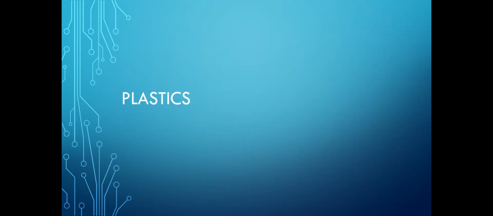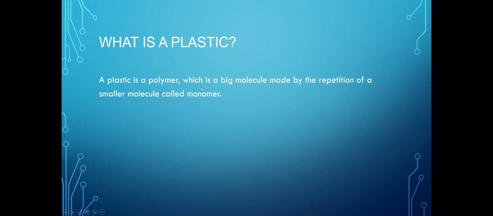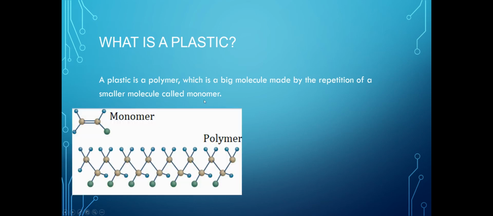In this video I'm going to explain the plastics and the basic plastics we are going to see. So first, what is a plastic? A plastic is a polymer, which is a big molecule made by the repetition of smaller molecules called monomers. As you see in this image, this will be a monomer, and when many monomers are placed together like this, that is what we will call a polymer.